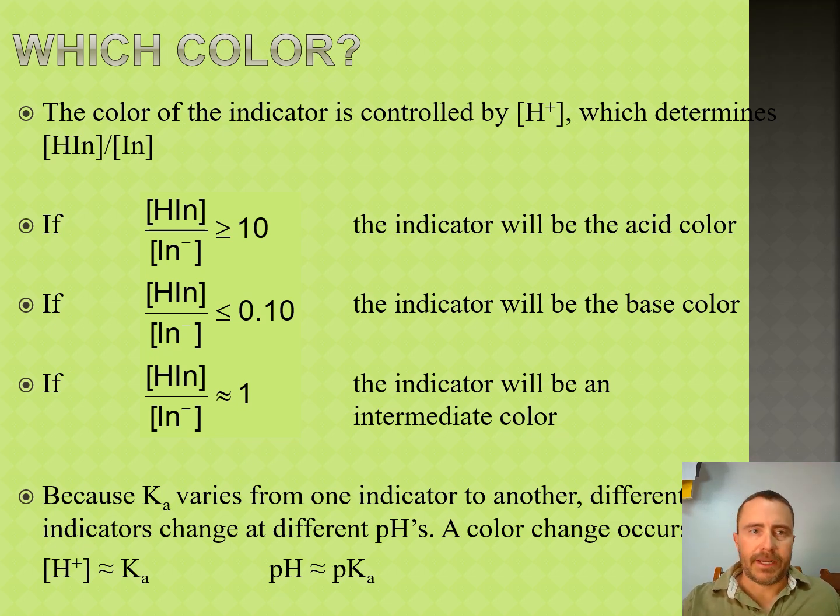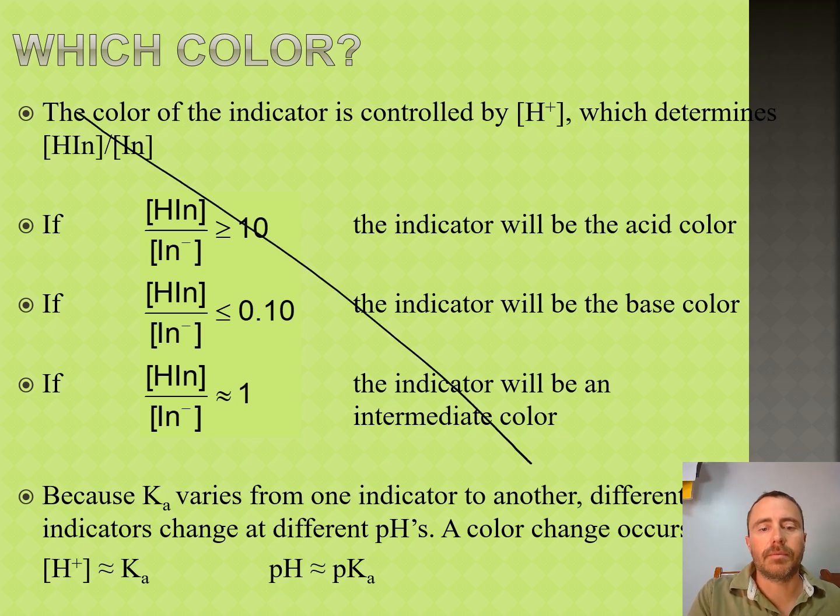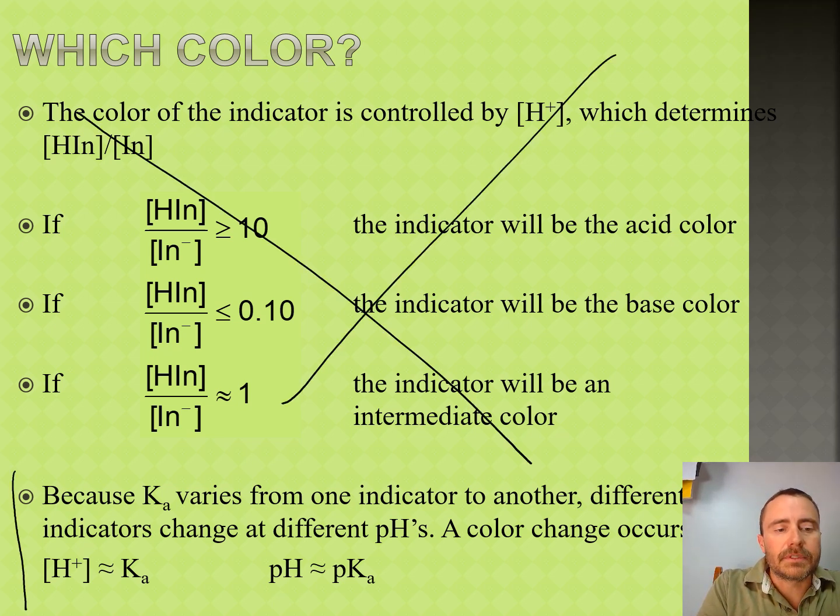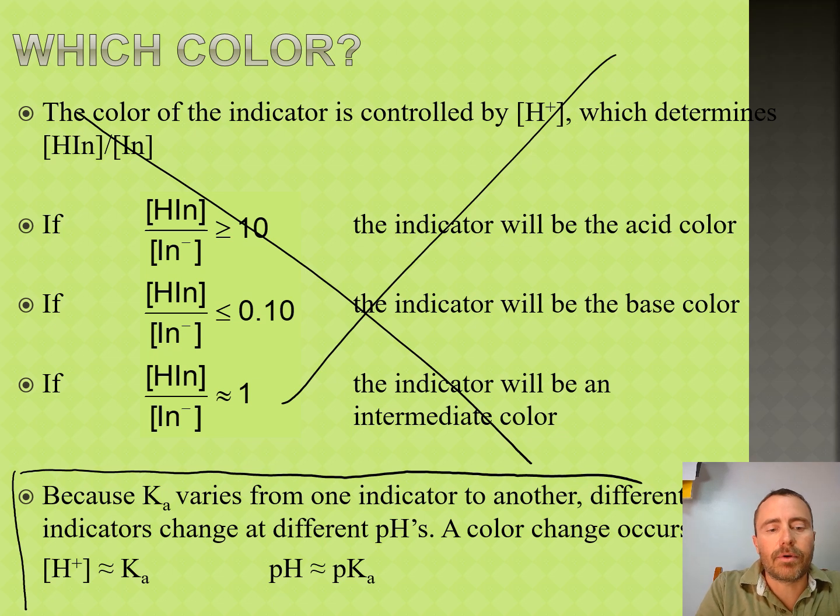Here we have a lot of information on this slide about when we're going to get a color change, and whether the indicator is going to be the acid color or the basic color. We can calculate that by looking at the ratio of the weak acid itself divided by the concentration of what it is dissociated into, and whether it's greater than 10, less than 0.1, or around 1, to see what the color is going to be. We're never going to use any of that stuff up here, but the stuff at the bottom is important.